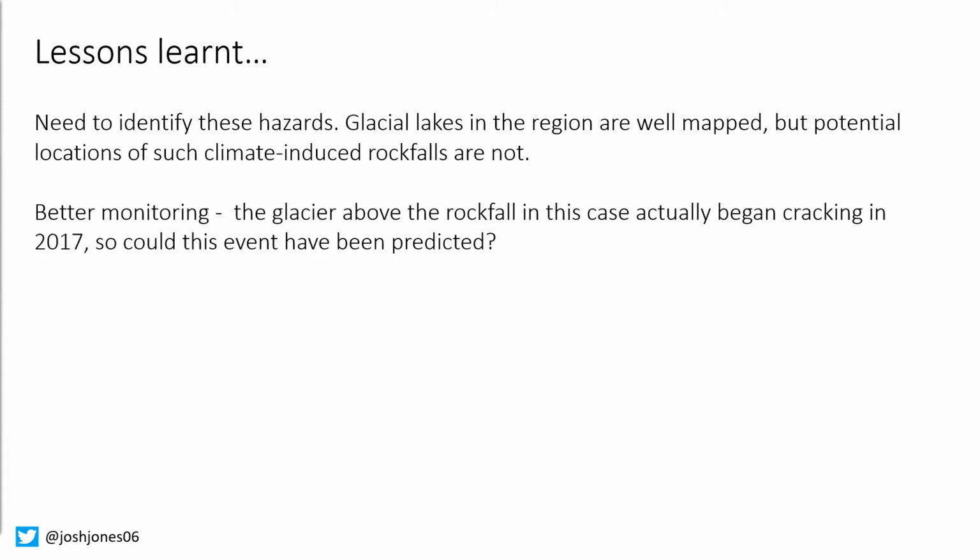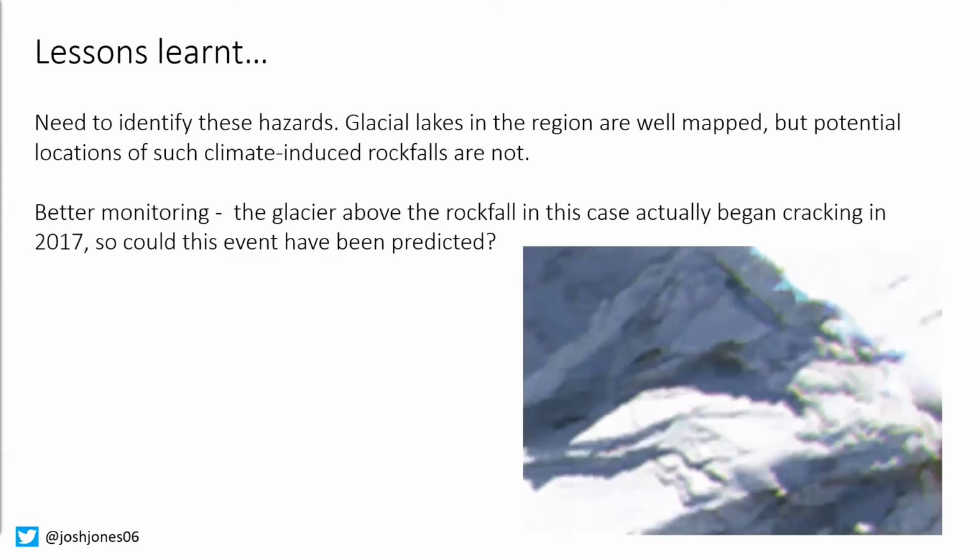This event also suggests we need better monitoring of these types of hazards once we've identified them. It's now been shown that the ice above this rockfall began cracking in 2017, so 4 years ago. This is a close-up image of one of the satellites I showed earlier from before the event, and in hindsight, we can see, if I show you this red line, a crack has clearly formed right above where this rockfall occurred, 4 years before the event. So this suggests that had we been able to identify slopes like this were at risk and had monitored them, perhaps we could have had some effort or chance of warning people downstream that this was going to happen.